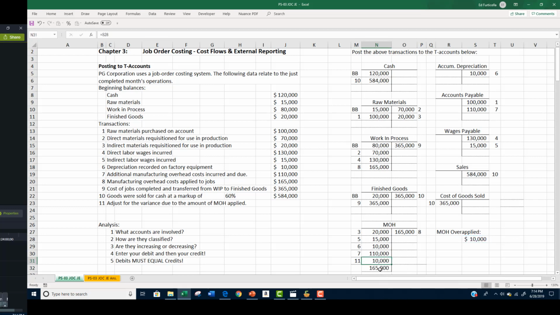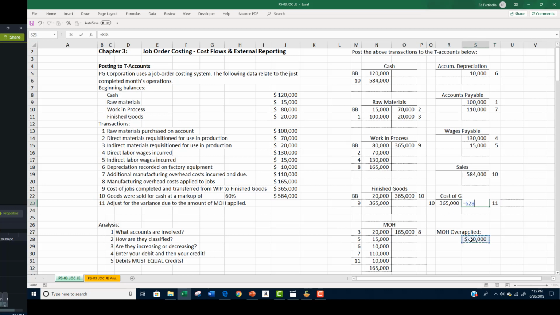If I'm debiting manufacturing overhead for $10,000, I need to credit something. My choices are to credit cost of goods sold, or I could allocate the $10,000 between cost of goods sold, work in process, and finished goods inventory. To keep things simple, we will credit cost of goods sold. So we will move to the credit side of the cost of goods sold account, enter transaction 11, and record the $10,000 credit. Now what happens?